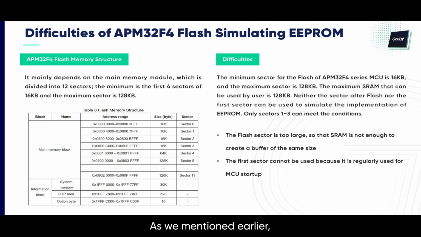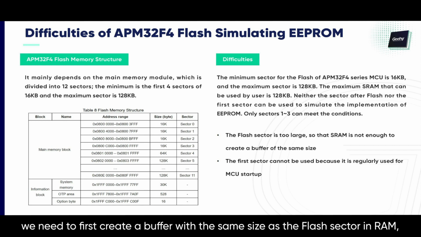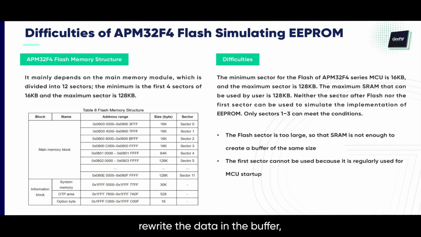As we mentioned earlier, to ensure that the data in Flash is not rewritten, we need to first create a buffer in RAM with the same size as the Flash sector, rewrite the data in the buffer, and then write it back into Flash. But if you want to take a sector size of 128K in Flash, you would want to create a RAM space of 128K, which is impossible and also a waste.